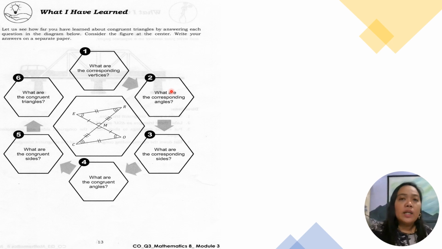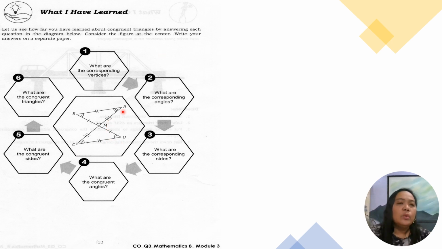Once you are done working, I want you now to proceed on page 13 of your SLM. This time, you're going to answer the activity on what I have learned. Given the figure here at the center, we have here the figure of two triangles. We have triangle REM, and we have triangle COM.